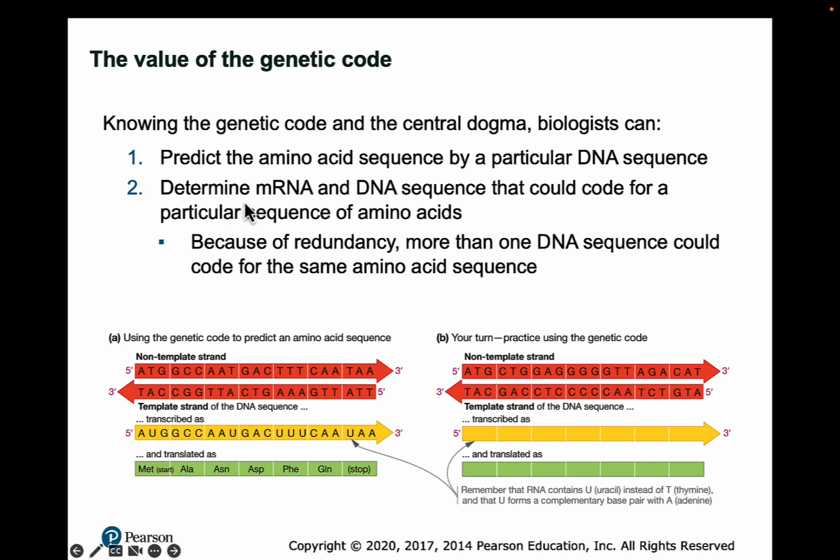You can also determine mRNA and DNA sequences that could code for a particular sequence of amino acids. But remember that because of the redundancy, there could be more than one DNA sequence that could code for the same amino acid sequence.